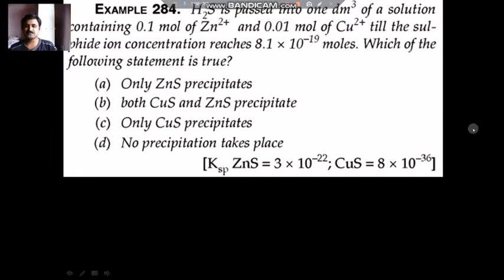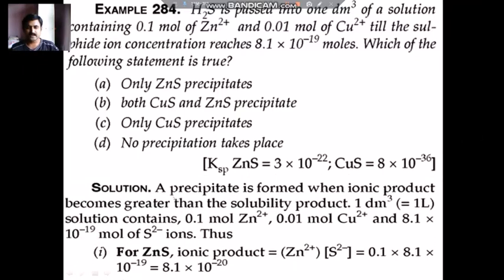Ksp values are provided for zinc and copper. Zinc is 3 into 10 to the power of minus 22, and copper is 8 into 10 to the power of minus 36. A precipitate is formed when the ionic product becomes greater than the solubility product. 1 decimeter cube is 1 liter of solution, which contains 0.1 zinc ion, 0.01 copper ion and 8.1 into 10 to the power of minus 19 mole of sulfide ions.